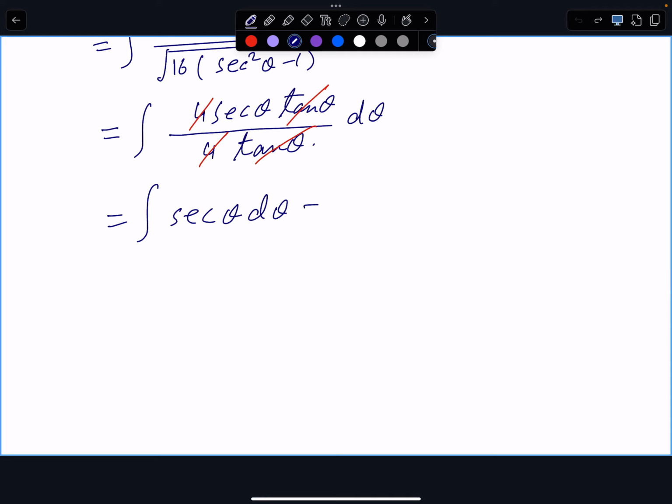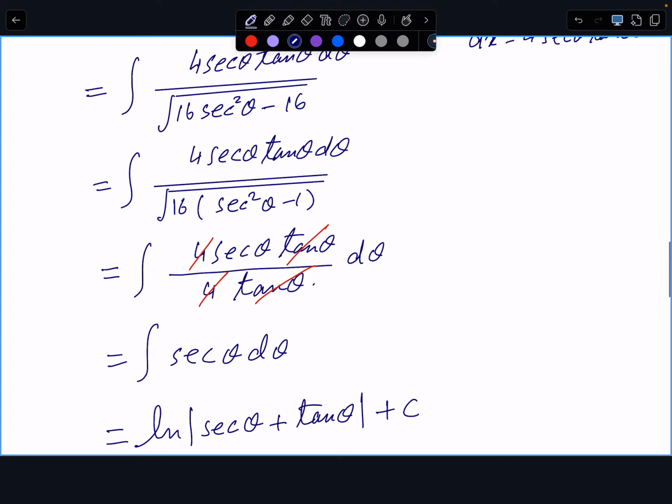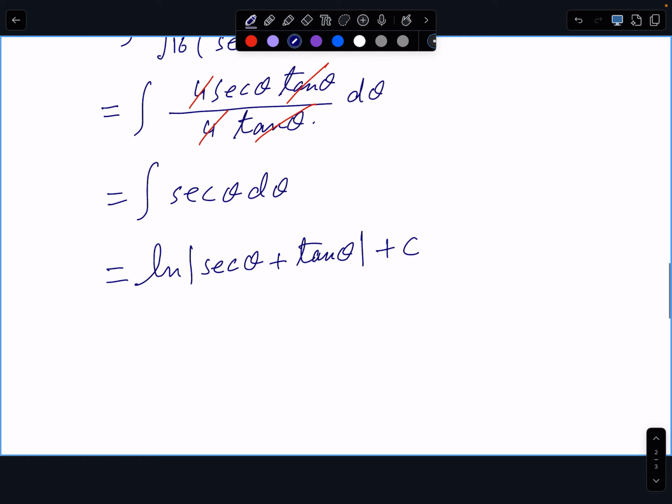I'll just write it down. It's going to be ln of secant theta plus tan theta plus c. Okay, we had x. Now it's theta. We don't want theta. We need to take it back to x. So here it is.